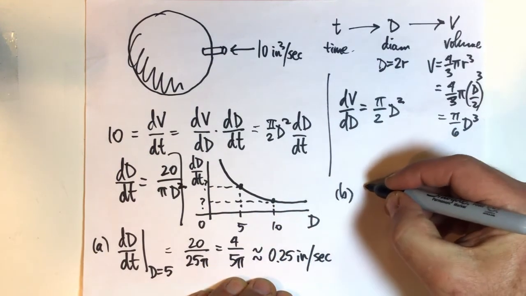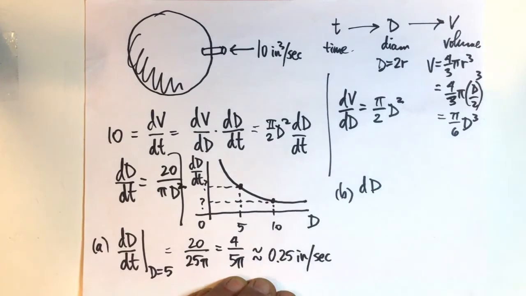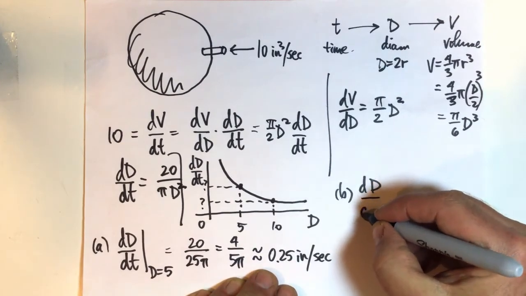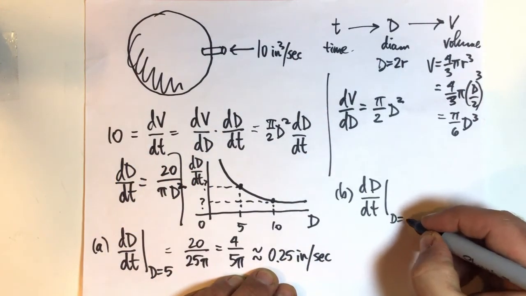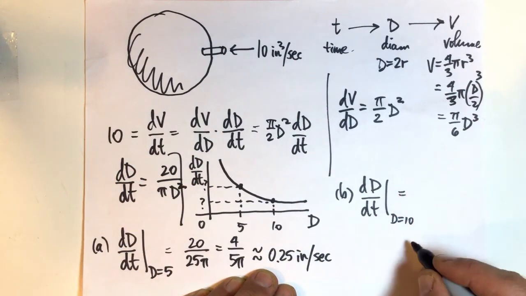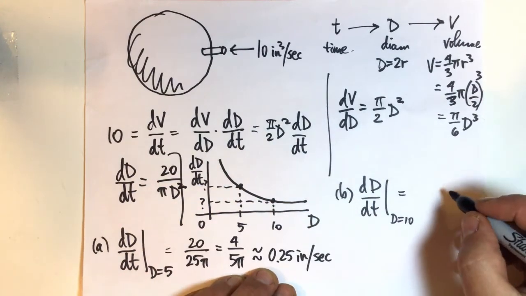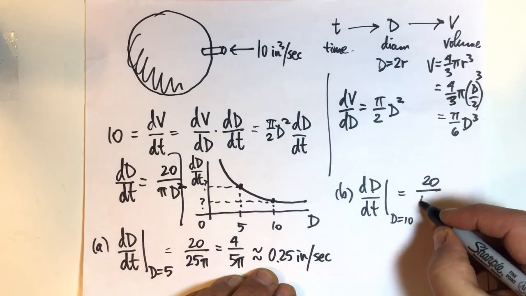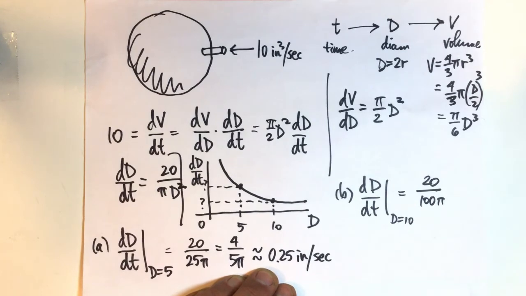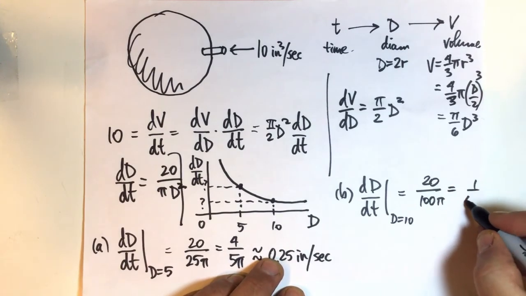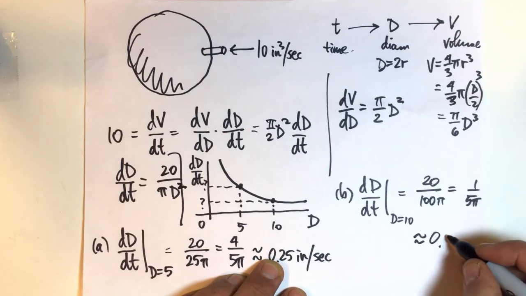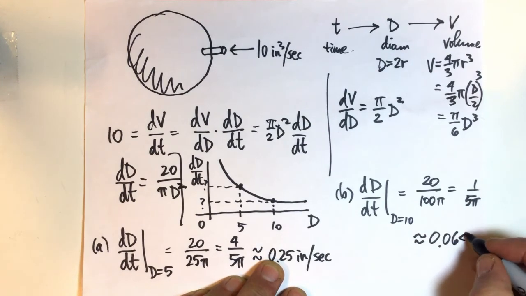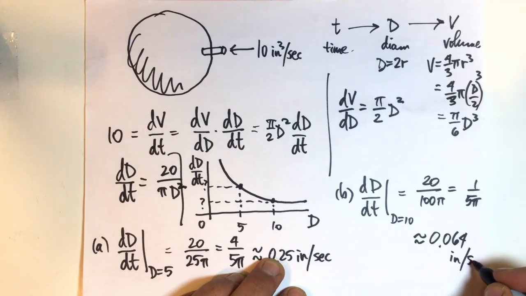Now, at a later time, you should expect a smaller number. And that's exactly what we get. So we take this general formula. This time we evaluate at d equals 10. So we just plug in 10 into this formula. Over 5 pi. My calculator makes this out to be about 0.064 inches per second.